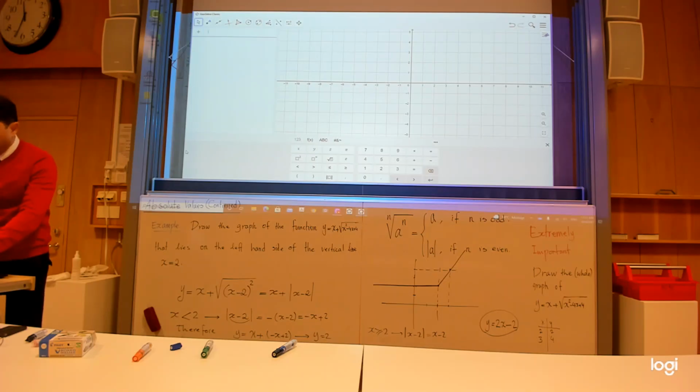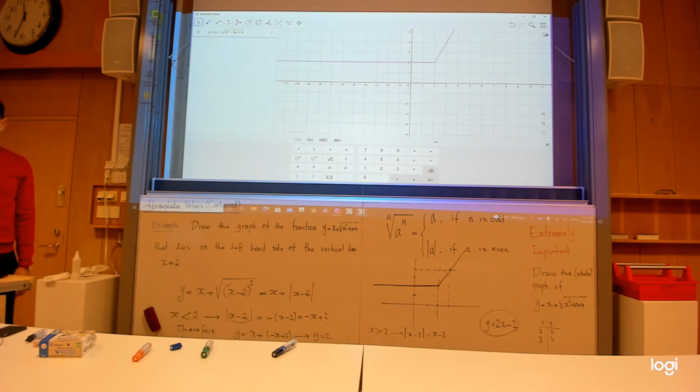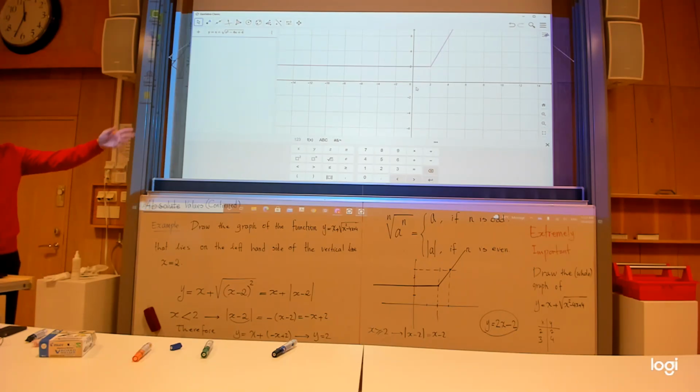So our function was y equals x plus the square root of x to the power of 2 minus 4x plus 4, yes? And that's exactly the graph that we generated. So this GeoGebra is also capable of showing that. You see, the graph consists of one horizontal part and then this inclined line, exactly as I drew here on the board.